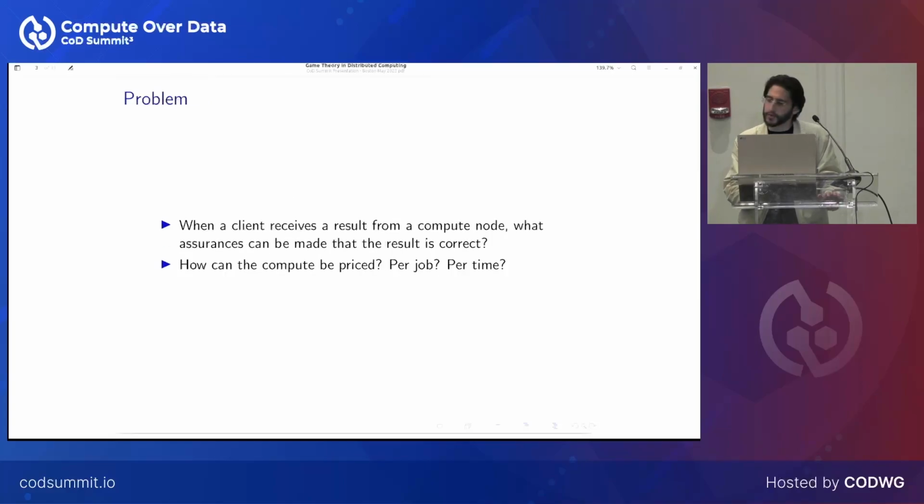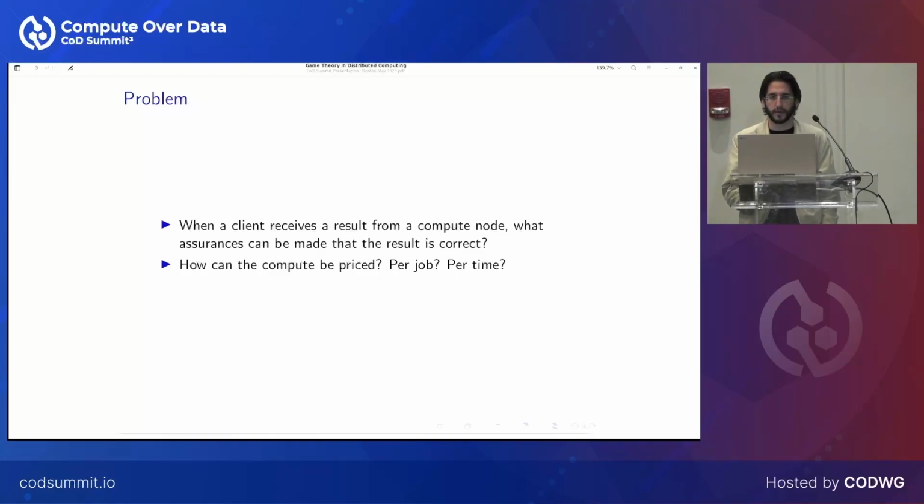So when a client receives, here's the basic problem statement: when a client receives a result from a compute node, what assurances can be made that the result of that computation is actually correct? How do you know that the node is computing honestly? Let's set aside the possibility of faulty nodes for now and just say, how do you know that the compute node isn't just giving you a result without actually doing the computation in order to get the price or the reward for computing it?